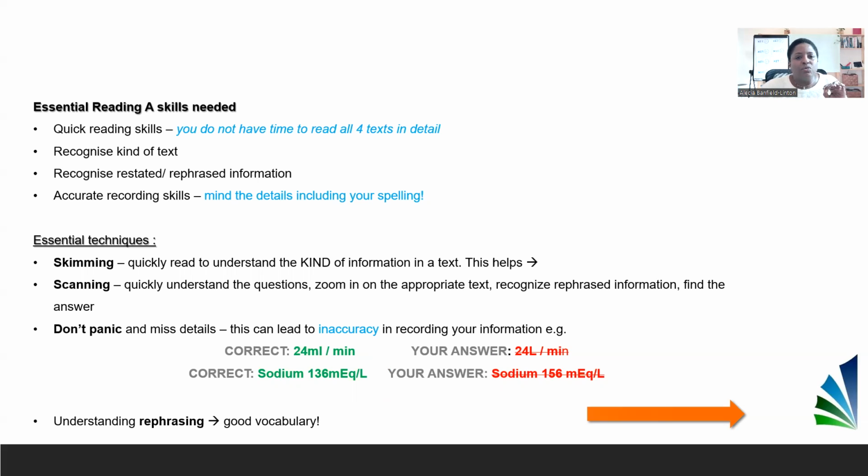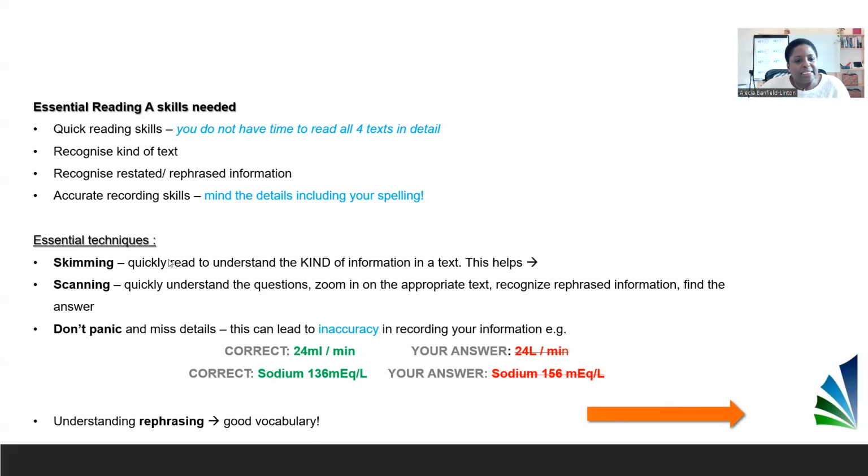And accurate recording of skills. Again, this is a point that we'll come back to at the end. But here in the reading part A, unlike, for example, in the listening part A, where they're just looking to see if you understand the detail, not so much that you've recorded it accurately, here in the reading, accurately recording what you find from the text is very, very important. Kind of like the writing as well, OET writing subtests.